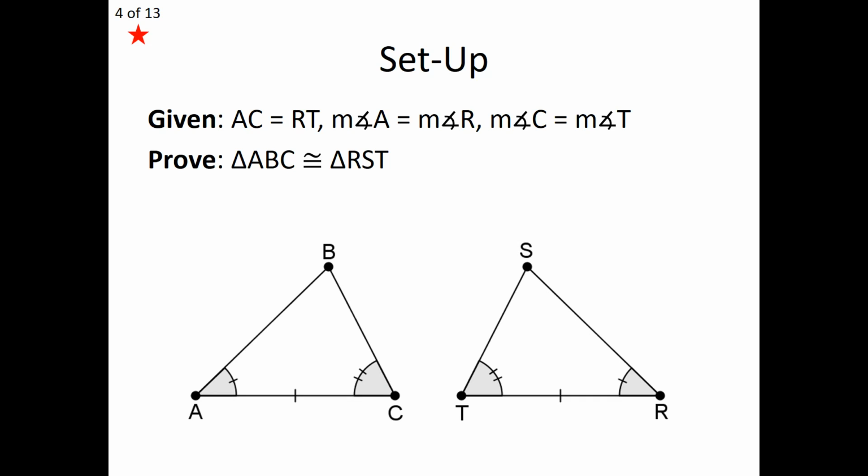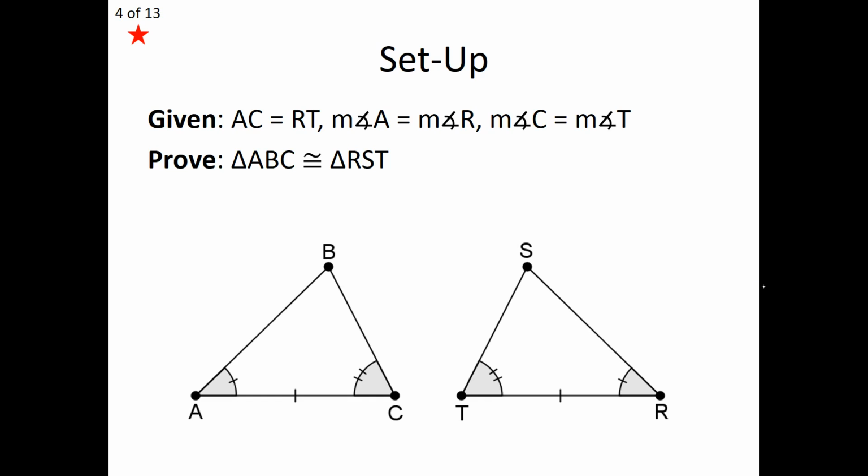Let's go ahead and set this proof up. We're going to actually now prove that these two triangles are in fact congruent. So we're given this pair of equal included sides, AC and RT. We're given that angle A and angle R are equal, and we're given that angle C and angle T are equal. Let's prove now that triangle ABC is congruent to triangle RST.